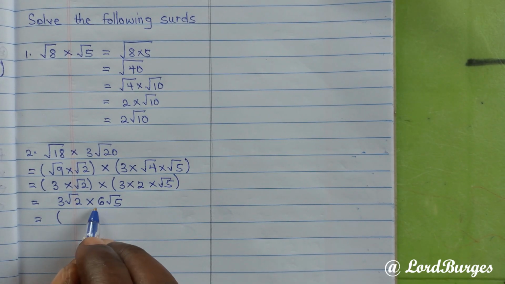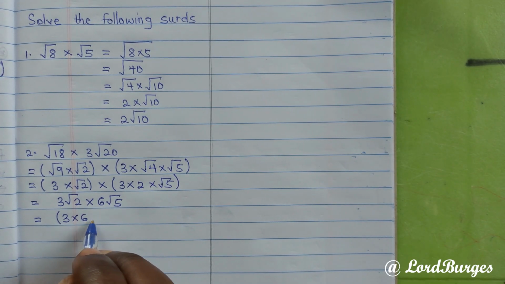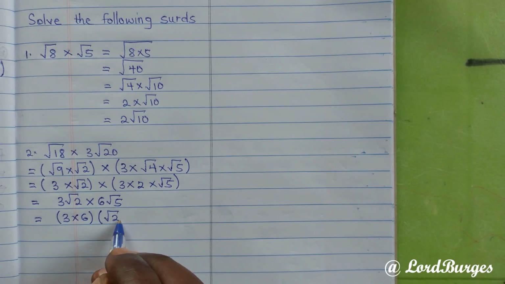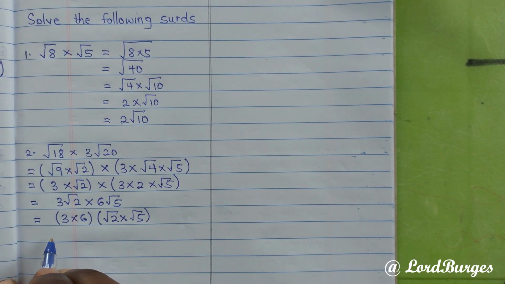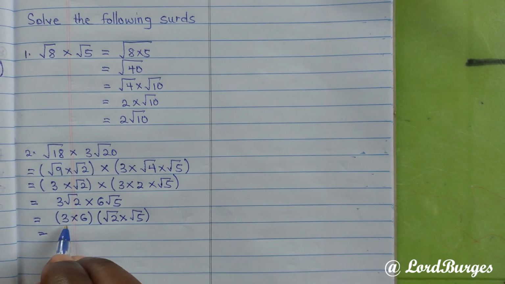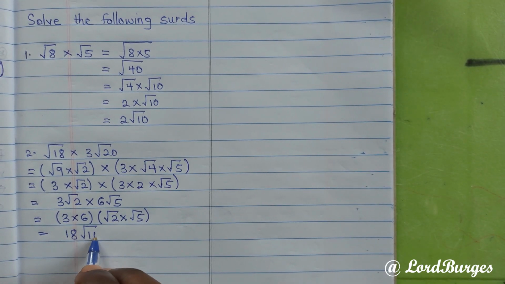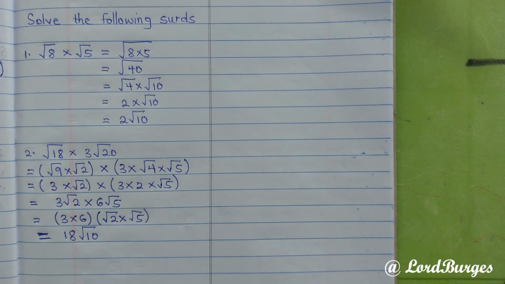So I multiply the ones in front, which is 3 by 6. Then I multiply the surds, which is 2 by 5. So 3 times 6 is 18. Then root 2 times root 5 gives us root 10. Therefore the final answer is 18 root 10.